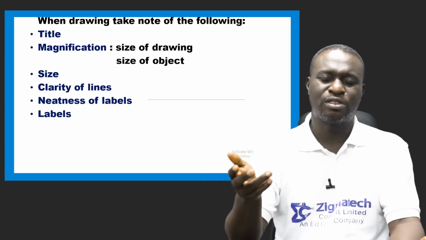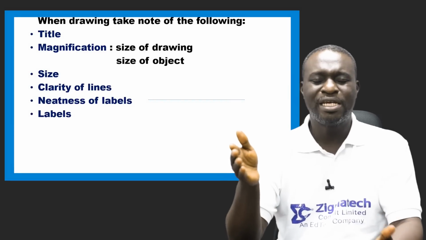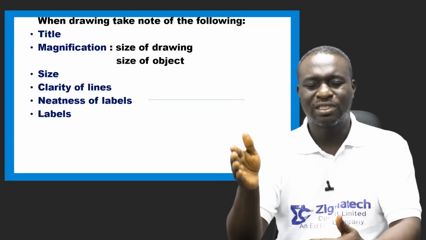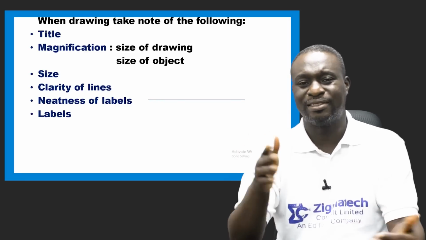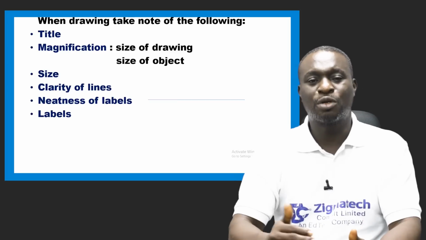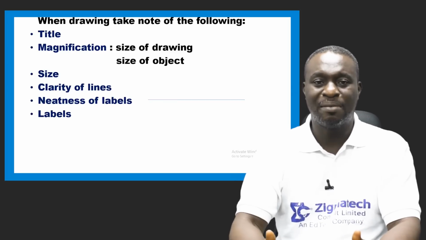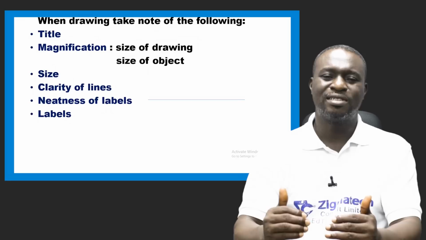Sometimes they tell you 10 cm to 12 cm. When they say 10 to 12 cm, it simply means the size of your diagram should not be below 10 cm and should not be above 12 cm. So please take note, be careful of the size.